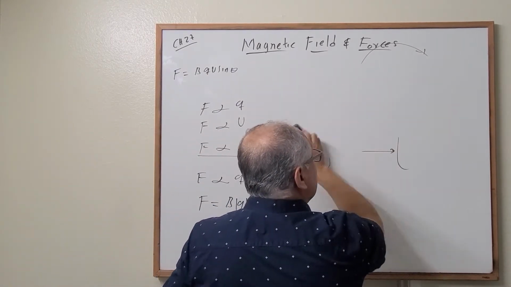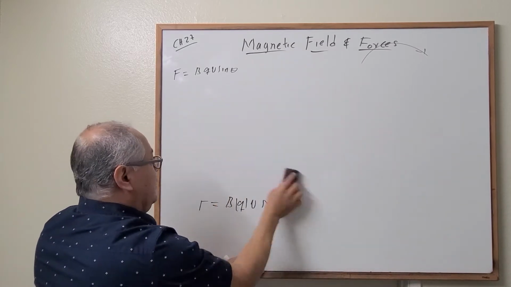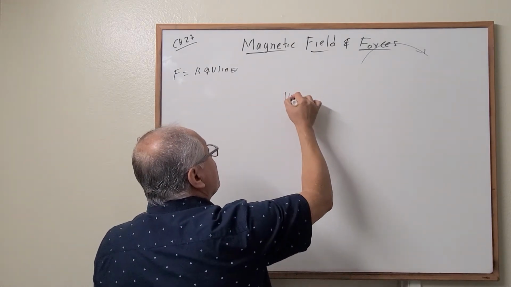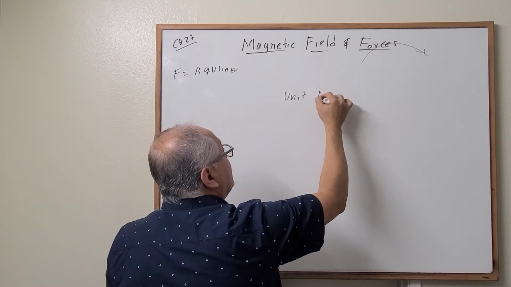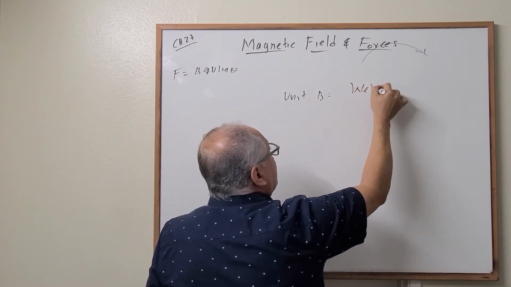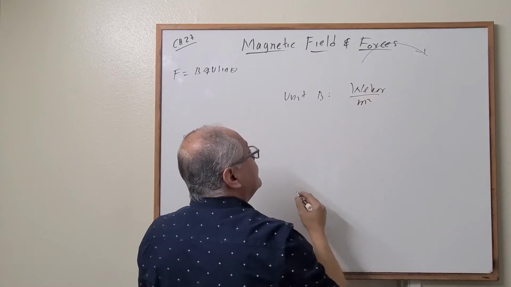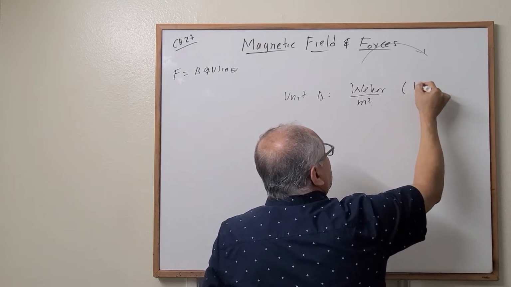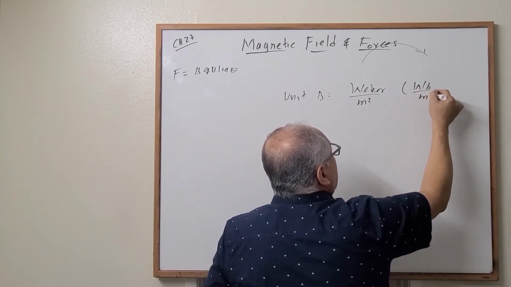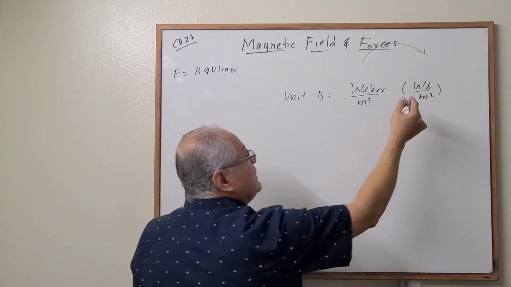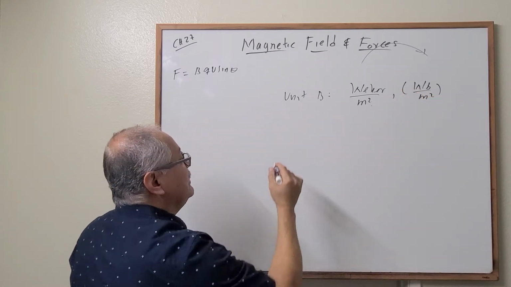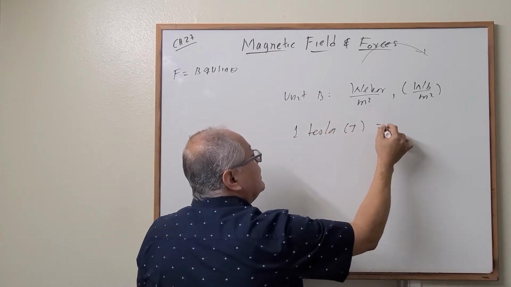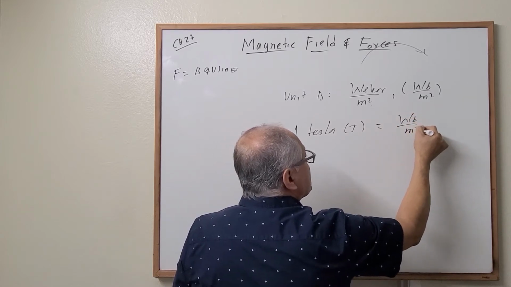In the units, we have two units: one is Tesla and the other one is Gauss. The unit for B is going to be Weber divided by square meter, correct? It equals Weber divided by square meter, and this is also called Tesla. So the unit is Tesla, T, and this equals Weber over square meter.